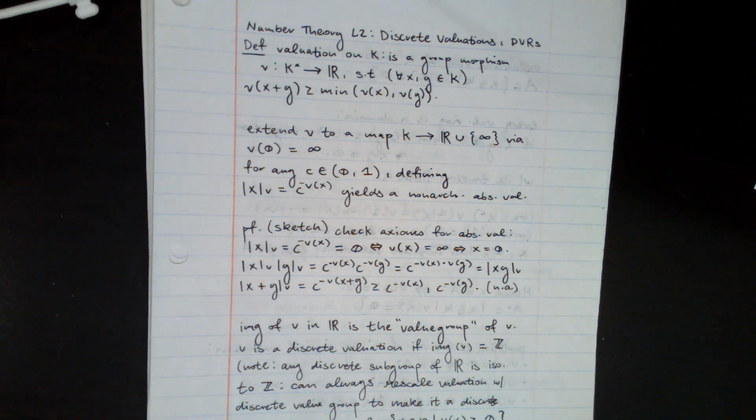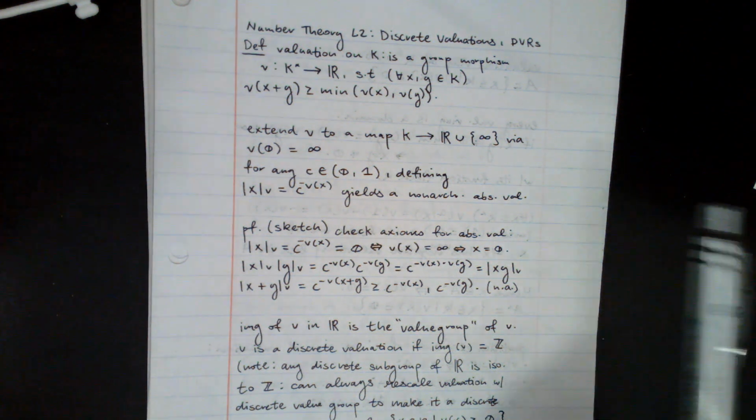In this video, we'll be looking at discrete valuations on fields and discrete valuation rings which arise from those. The motivation of this is that discrete valuation rings are some of the nicest behaved kinds of rings and will be relatively easy to work with in the context of not just number theory, which of course they play a very important role in, but of rings in general.